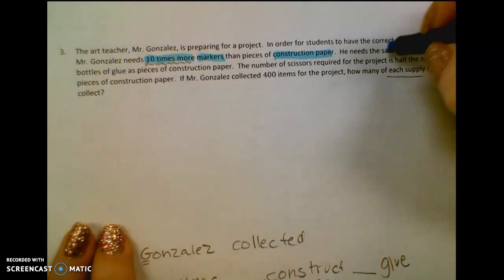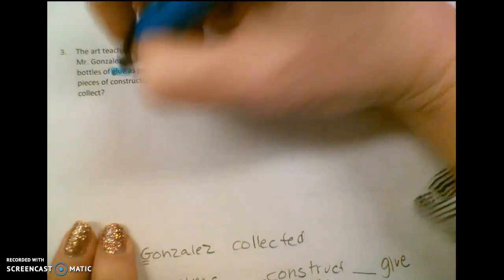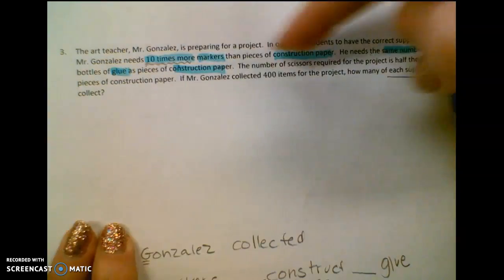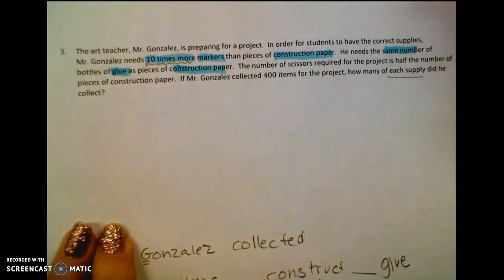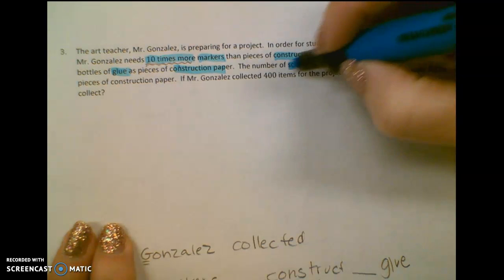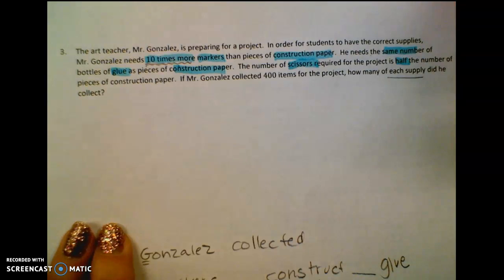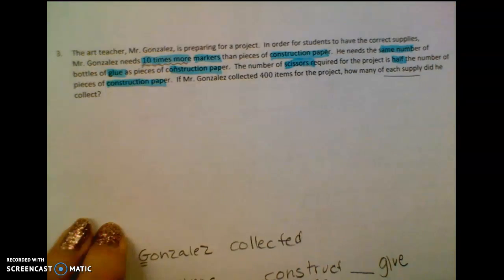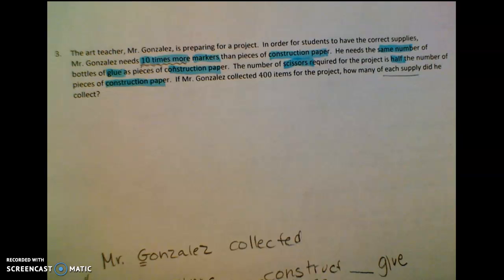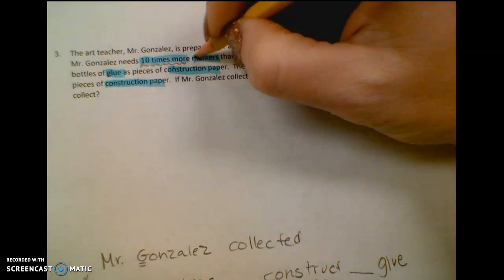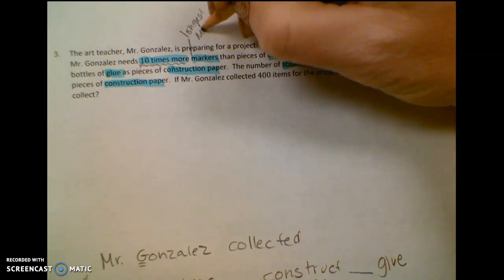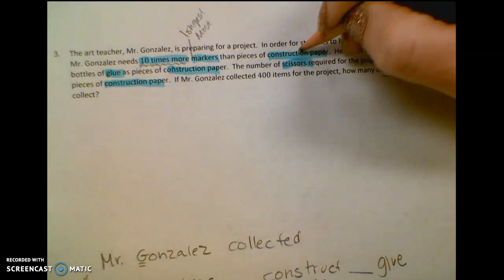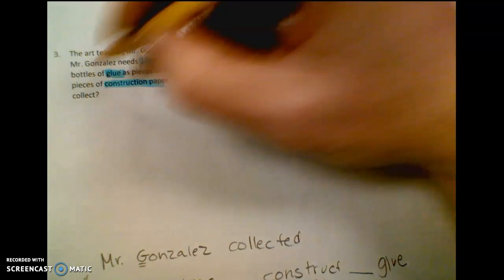He needs the same number of glue as construction paper. So that tells me that these two tape diagrams need to be exactly the same size. And then the number of scissors required is half the number of construction paper. So that one's going to be the smallest. So again, just taking some notes, markers should be the longest tape diagram, or the most of our materials. Construction paper and glue should be tied.